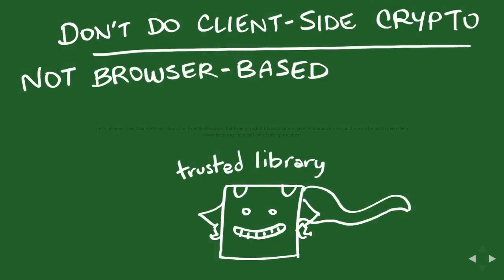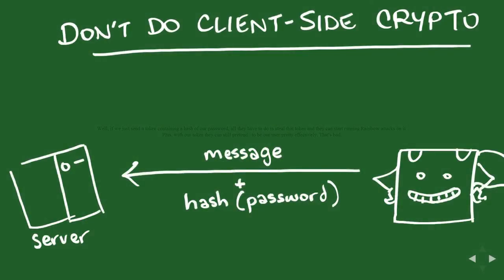So let's think about not browser-based client-side crypto. We're not doing this from the browser, but from a trusted library that we have total control over, and we still want to keep bad guys away from our user data and out of our application. Well, if we just send a token containing a hash of our password, all bad guys have to do is steal the token that we send with the message and start running rainbow attacks on it. It's our password. Plus, with our token, they can still pretend to be our user pretty effectively, which is bad.